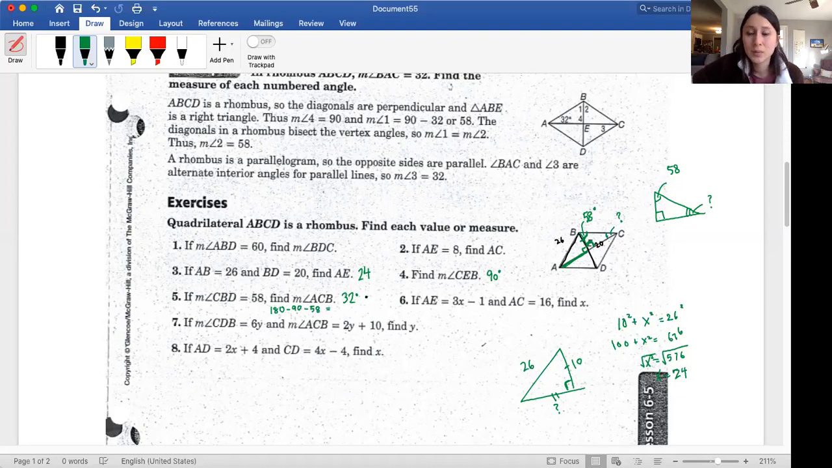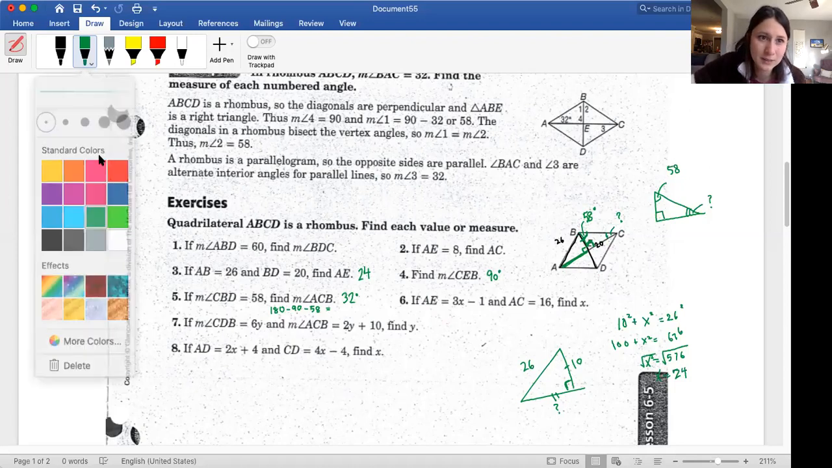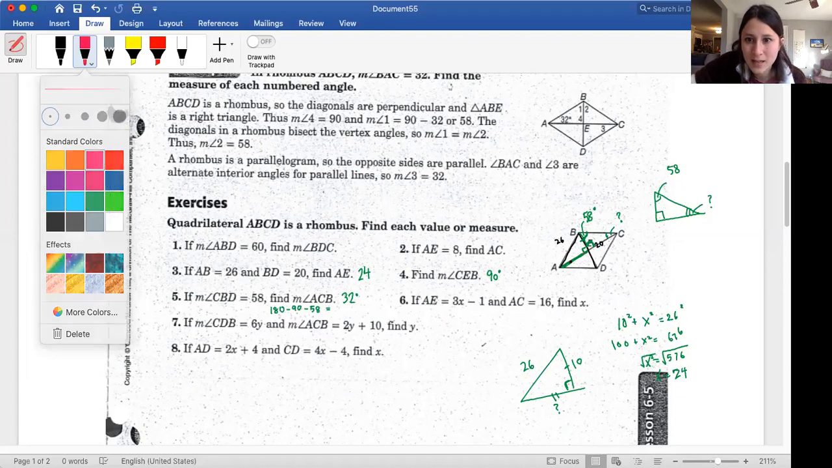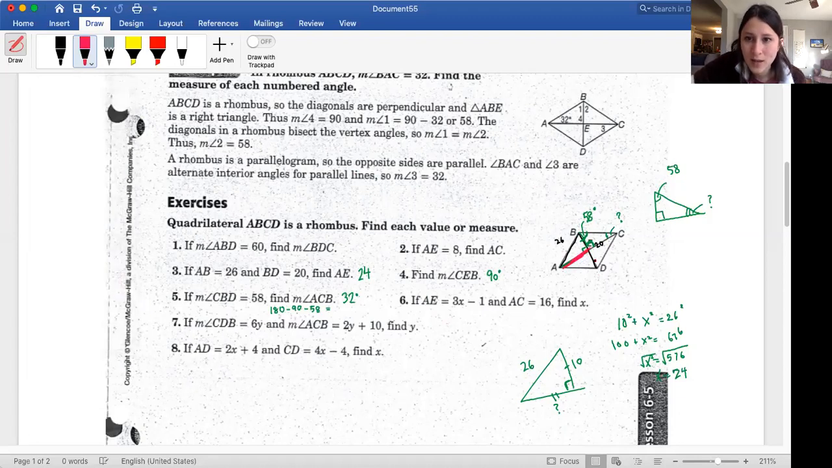So guys, here we're really applying a lot of information we know from previous lessons, things that we've learned before. This is all just stuff that we know in our memory chip that we are aware of and we're using, okay? So number 6, if AE is 3x minus 1, so that's this length, maybe I should use a different color here. AE is 3x minus 1, and AC, the entire length, is 16, find x.